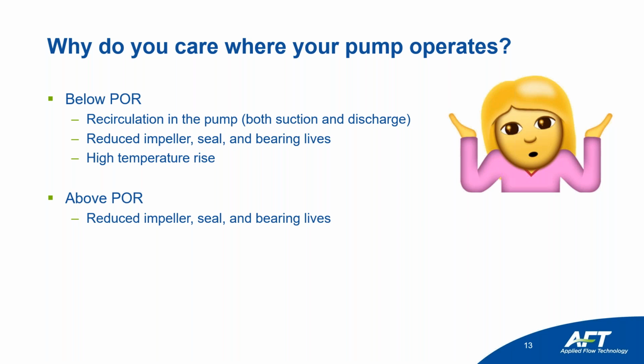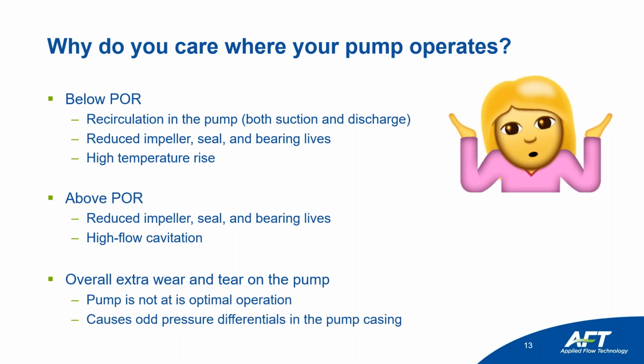If you're above POR, again, reduced lives. You can have high flow cavitation, because higher flow rates lead to lower static pressures, and you're a lot more likely to cavitate. That's why the NPSH curve is upward sloping. And overall, extra wear and tear on the pump. So there are more problems you will have with that pump, less life you get out of it, and in the long run, it's a lot more expensive.